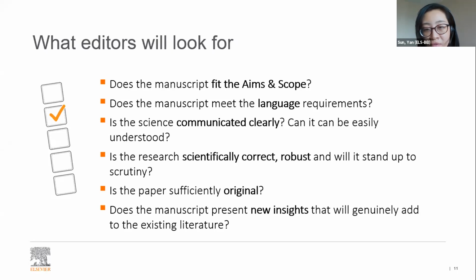And editors would evaluate whether there are any new insights. For different journals, there are different levels of expectation on innovation, but editors are in the best position to evaluate whether your research output is innovative enough to fit this journal's expectation. So this is roughly what editors would look for.